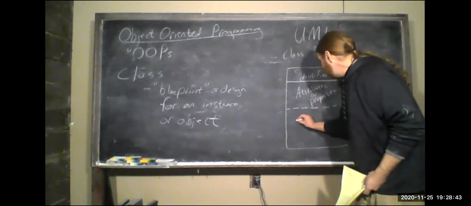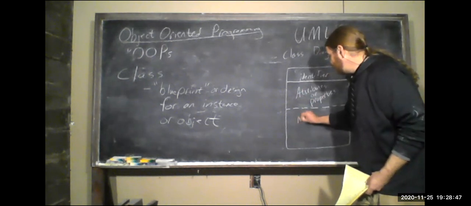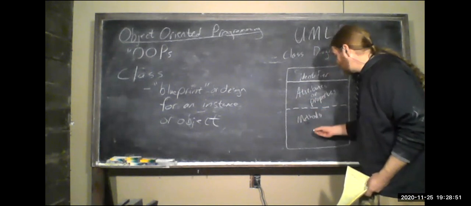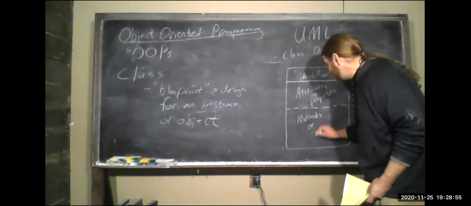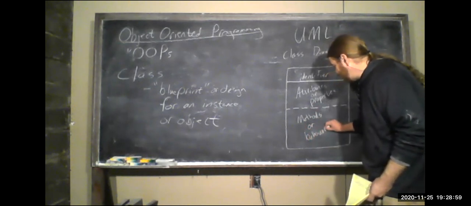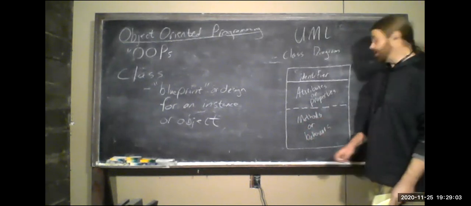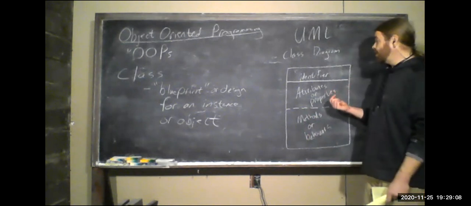And then down below, we have the methods, methods or functions, or we could say behaviors. That becomes a useful way to think about it. All our functions get listed down here. So you'll have to draw one of those. There's an example of them in the book.